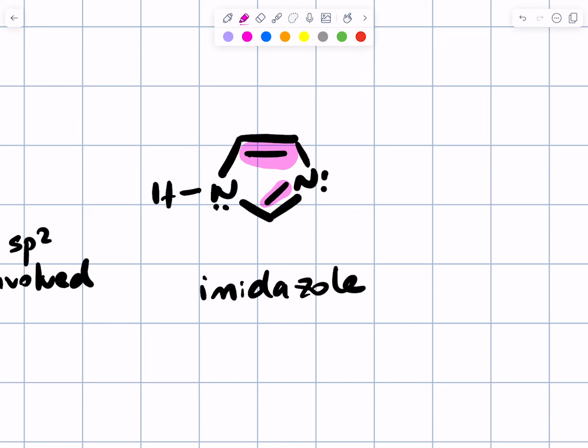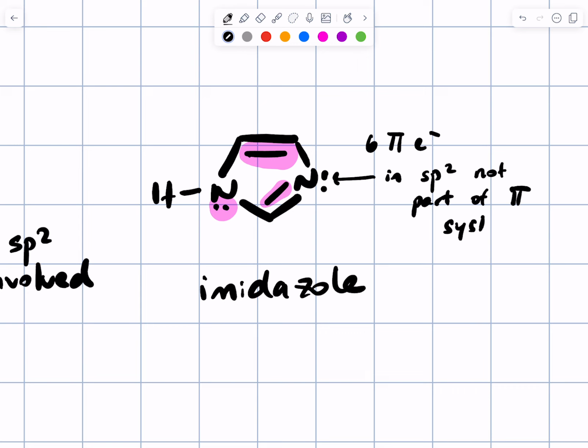So I don't know what that is, but this one counts, okay? So those are the 6 pi electrons. Why does this one not count? It's in an sp2 orbital, not part of the pi system, and therefore not counting in aromaticity.